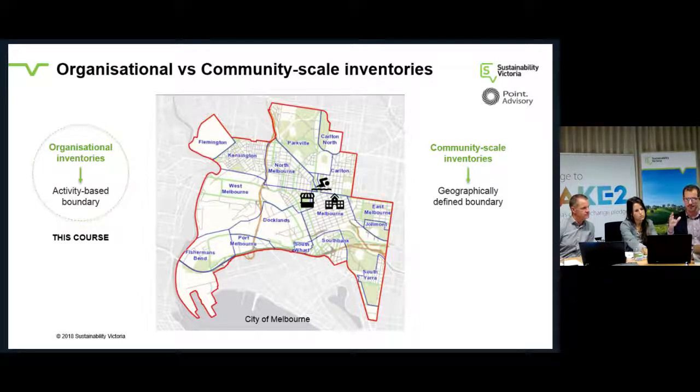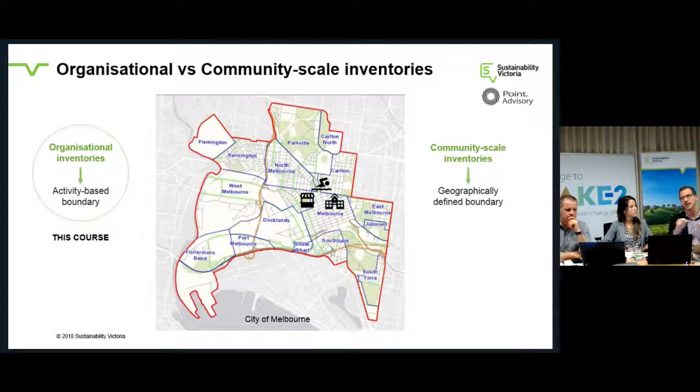As an example of that, we have on the screen here a map, obviously, of the City of Melbourne. The red line is the geographic boundary of the City of Melbourne. So a community inventory would take account of all emissions that occur within that red line. Whether that's from residential energy related emissions, all of the transport that occurs within that boundary, all of the waste that's generated within that boundary from households and businesses and the like, as well as any council activities that occur within that boundary.